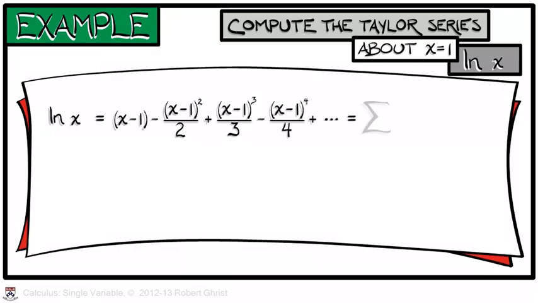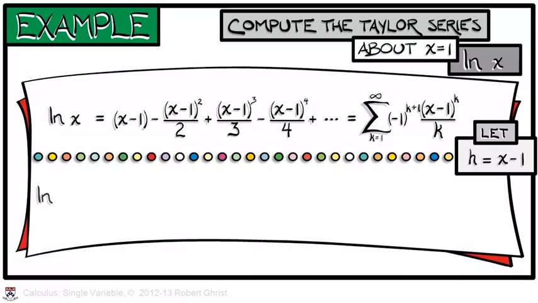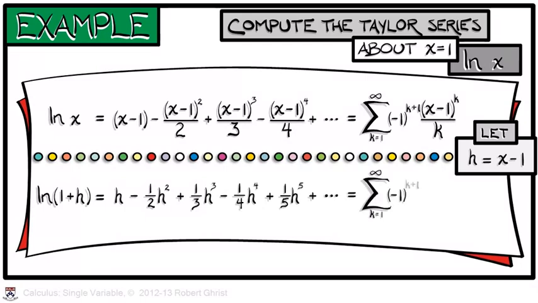For log of x, it is x minus 1 minus x minus 1 squared over 2 plus x minus 1 cubed over 3, etc. The coefficient in front of the degree k term is negative 1 to the k plus 1 over k, and our summation goes from 1 to infinity. Indeed, if we let h be x minus 1, then we obtain the very familiar series log of 1 plus h equals the sum k goes from 1 to infinity, negative 1 to the k plus 1, h to the k over k. We've seen that before with an x instead of an h, but it works the same.